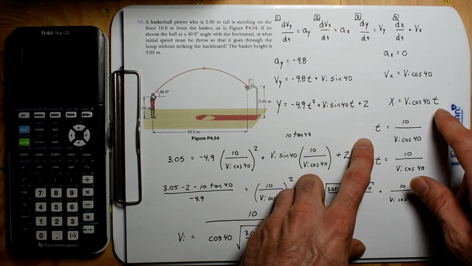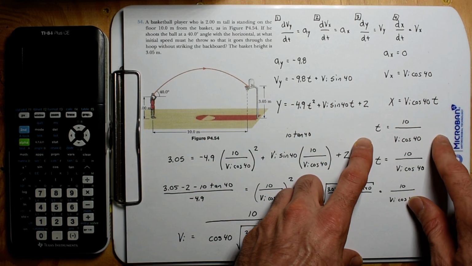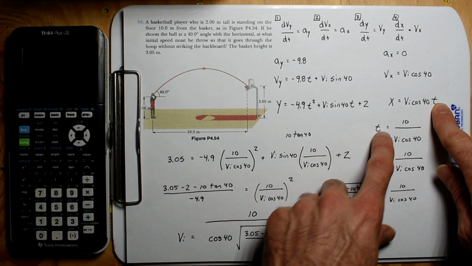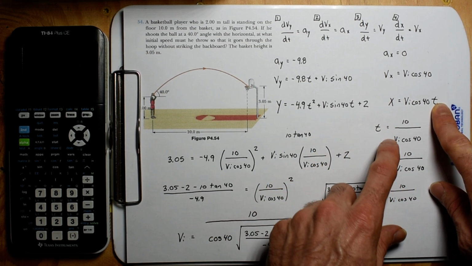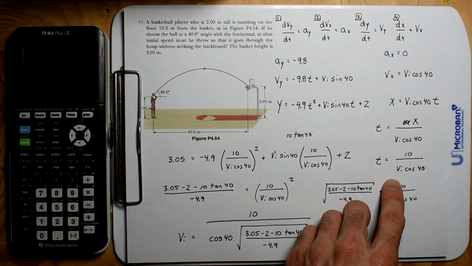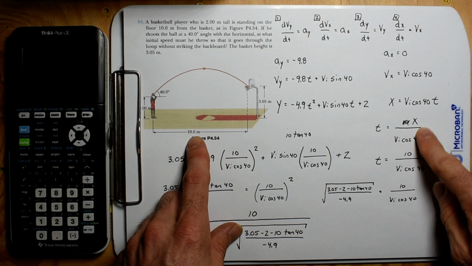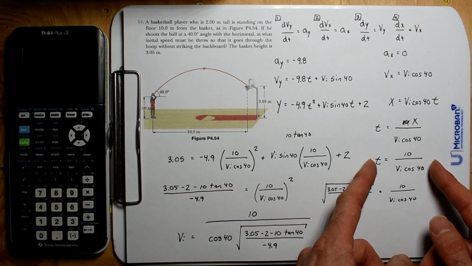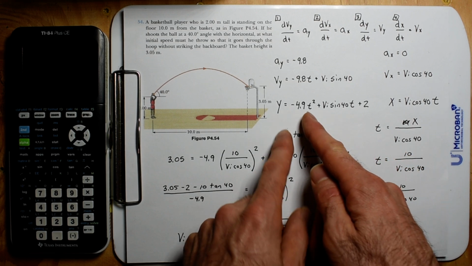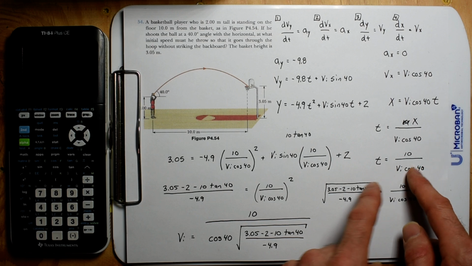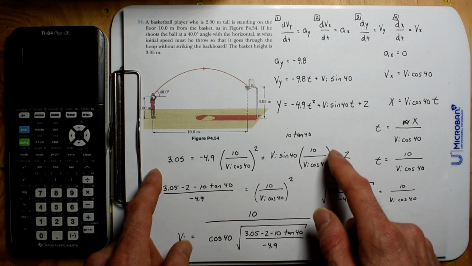So now we can just rearrange one of the equations and solve for t. This one looks good and easy. So I can just say t is equal to x divided by v cosine 40, and I throw in the value of 10 meters for x. So now I have an equation for t. I can stick that into the y equation. See how this becomes t squared, and then this is just the t. So it gets pretty big.